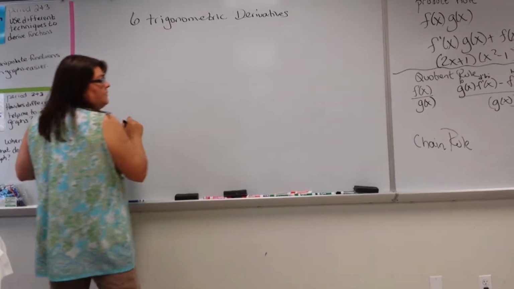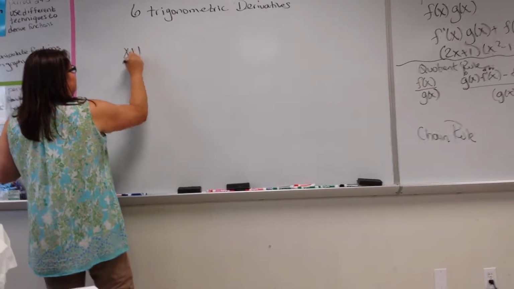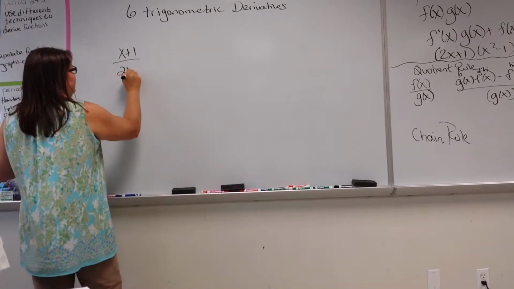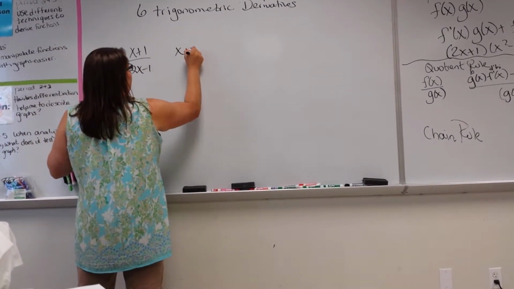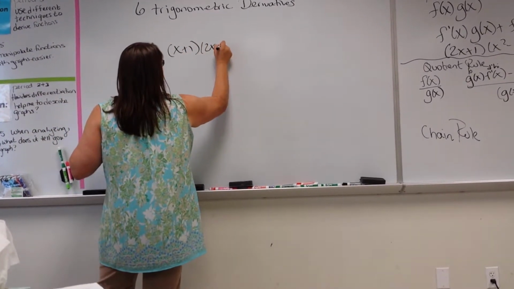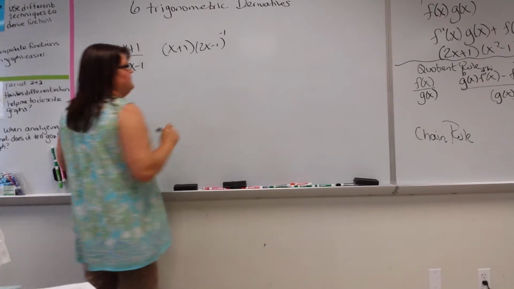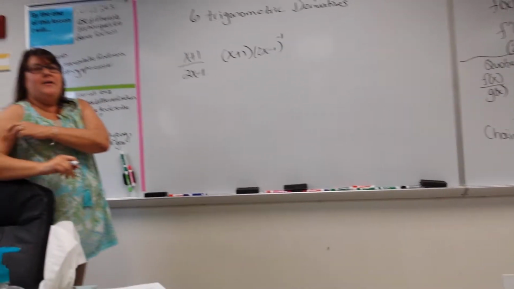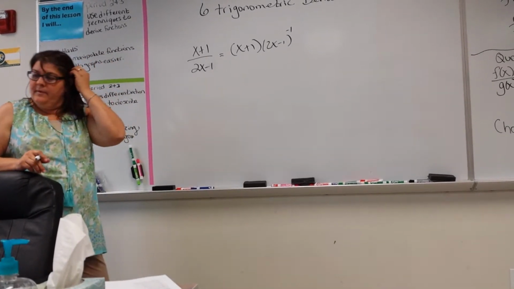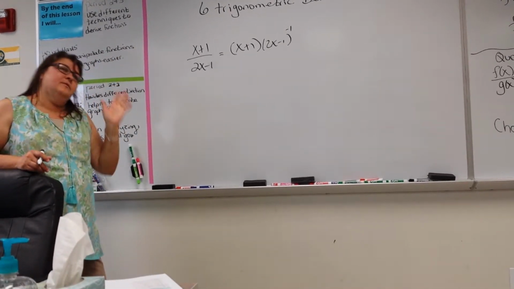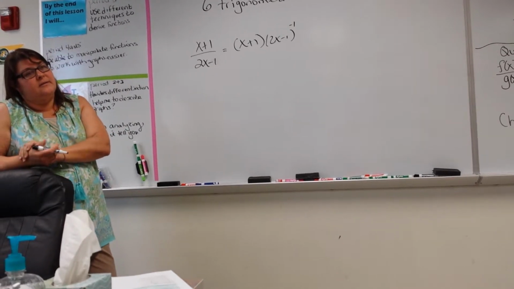Okay, so x plus 1 divided by 2x minus 1 can be rewritten as x plus 1 times 2x minus 1 to the negative 1. Is everybody okay with how that happened? Okay. So we're going to take the derivative of the first times the second, plus the first times the derivative of the second.